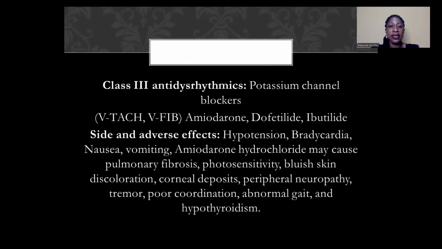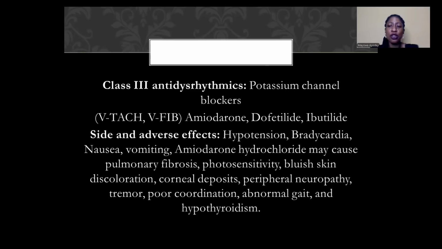Now let's talk about class 3 antidysrhythmic medications. We have the potassium channel blockers. So it is also used for what? VTAC and ventricular fibrillation. Examples of these drugs are amiodarone, ibutilide, and dofetilide. What are the side effects? It can cause hypotension, bradycardia, nausea, vomiting.